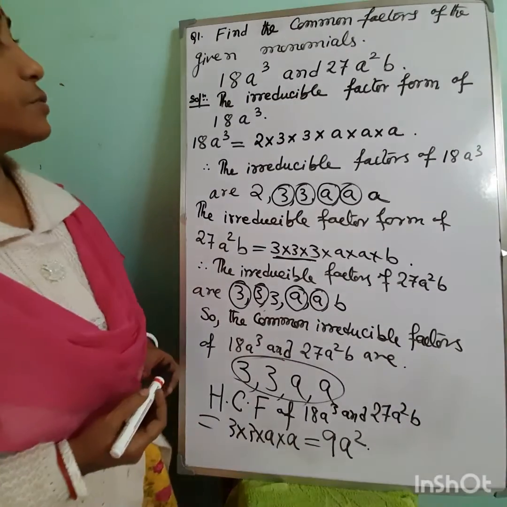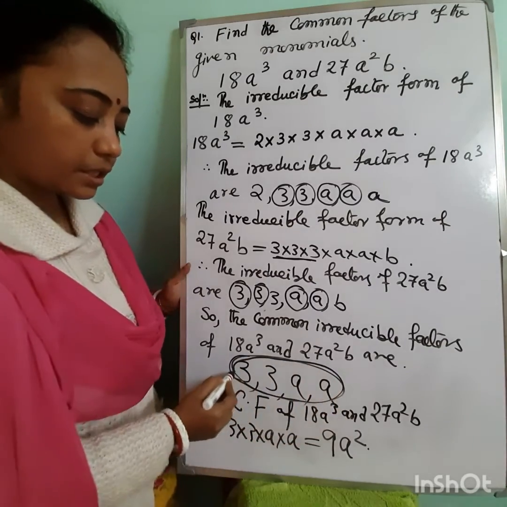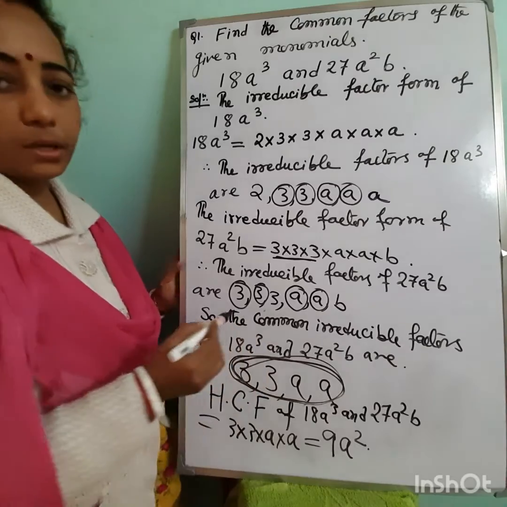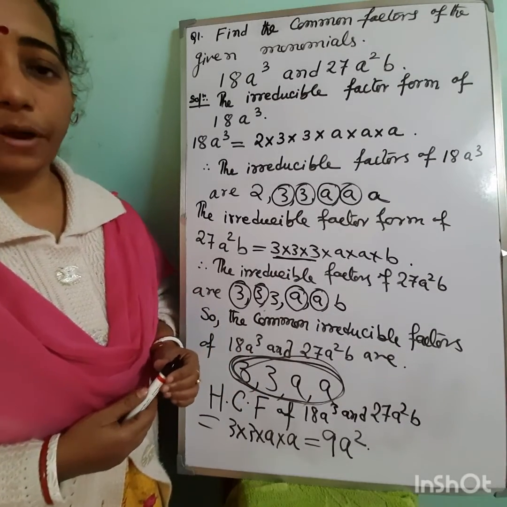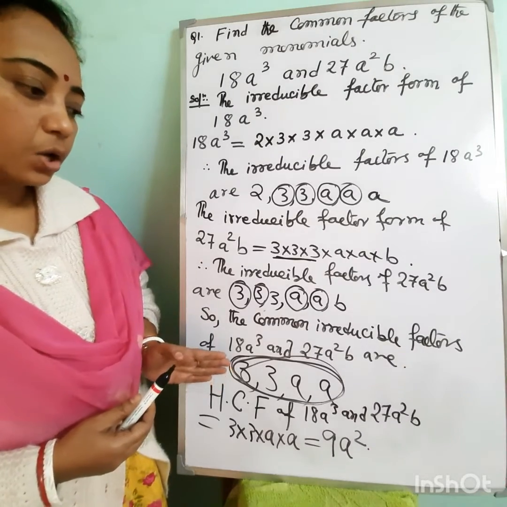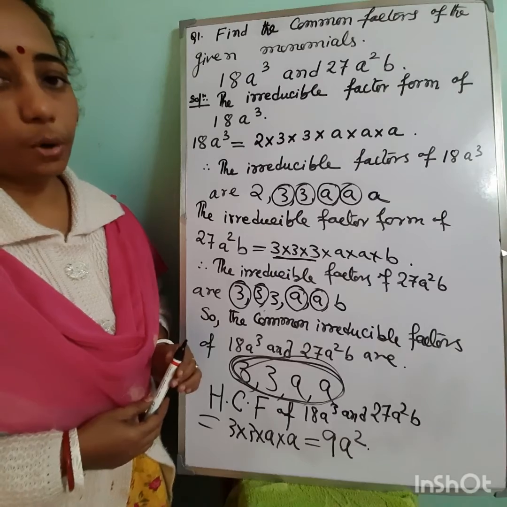But here the question is to find the common factors. So these are the common factors of the two. These are the irreducible common factors. There can be many other possible common factors between them, but these are the common irreducible factors of the given two monomials.